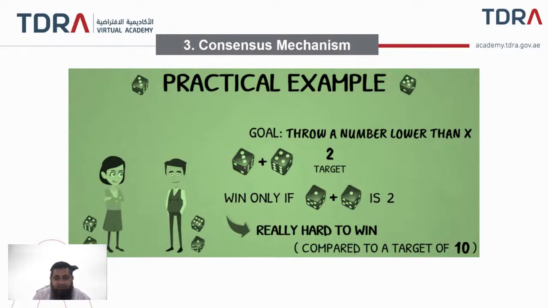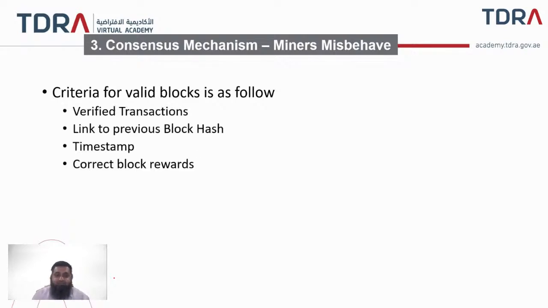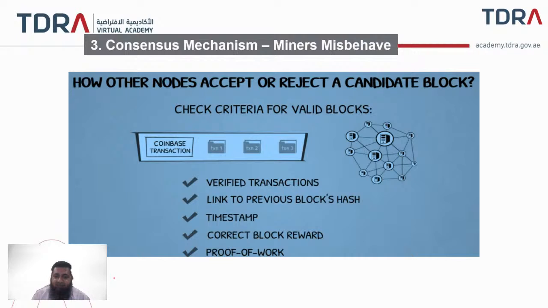Now, if we set the target to 2, then 2 is harder than 5, and 5 is harder than 10. So the difficulty level increases when the power of the miners increases. This is managed with the help of the consensus mechanism in the blockchain, and this whole process is used to add a block to the blockchain. Now, these are all the criteria for a valid block in a blockchain.